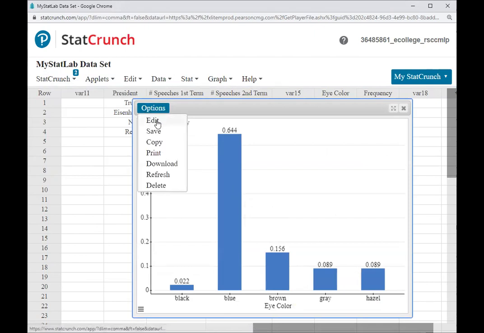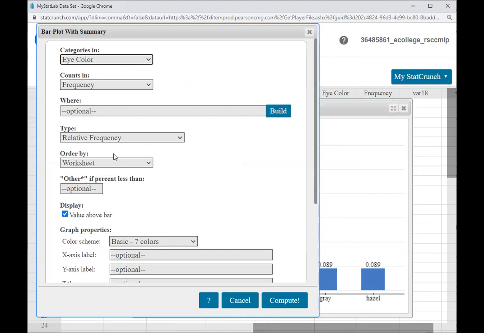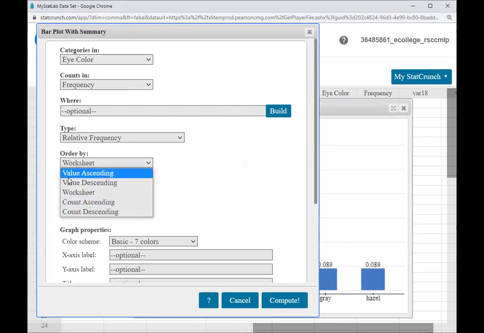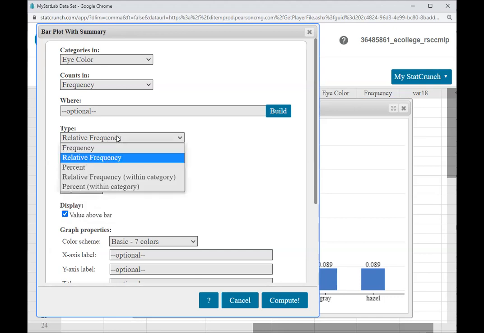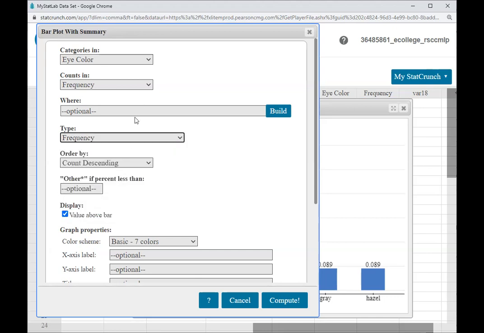I can go under options and edit, and I can tell it, instead of ordering by worksheet, if I'm looking for the graph now, I can say that I want the count descending. Now, if I do value descending, it's going to be in reverse alphabetical order. I don't want that. That's going to put it in order based on the categories. I want it in order based on the frequency. So counts descending. Normally that would be a frequency graph.